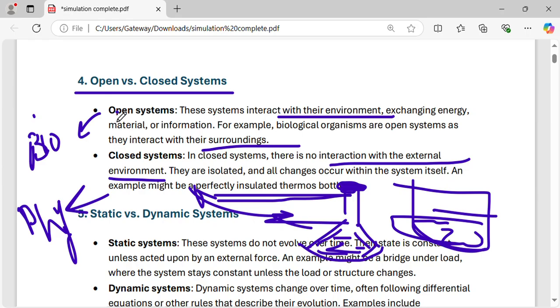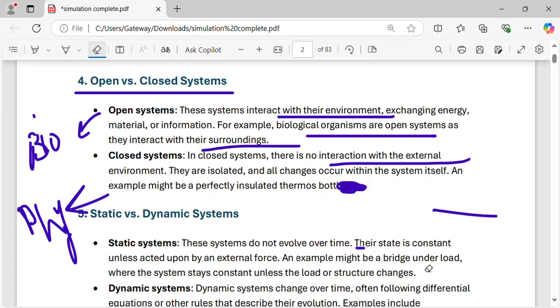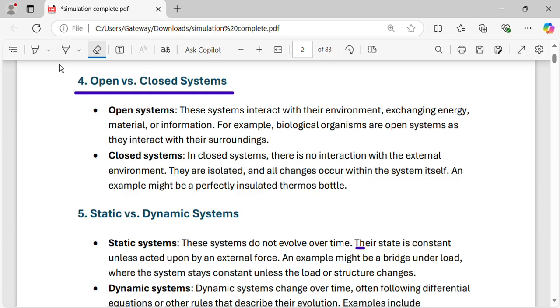But an open system would be like the organisms or all the plants around us that interact with their environment, right? But there could be more examples. Open systems are basically the interaction with the environment, like sun, like light. They all mix together to make a system.